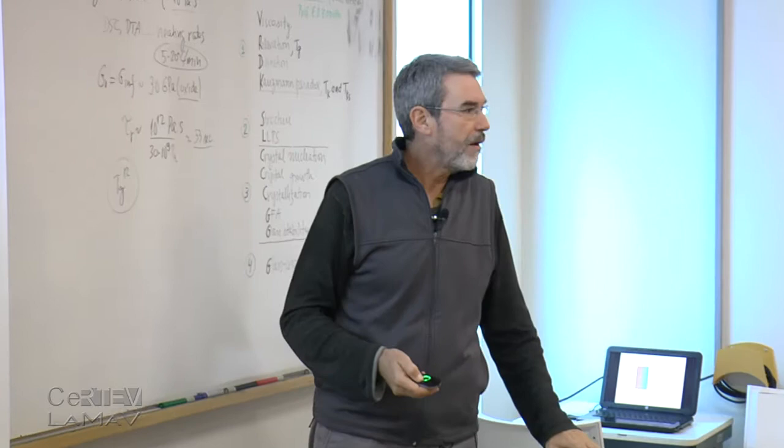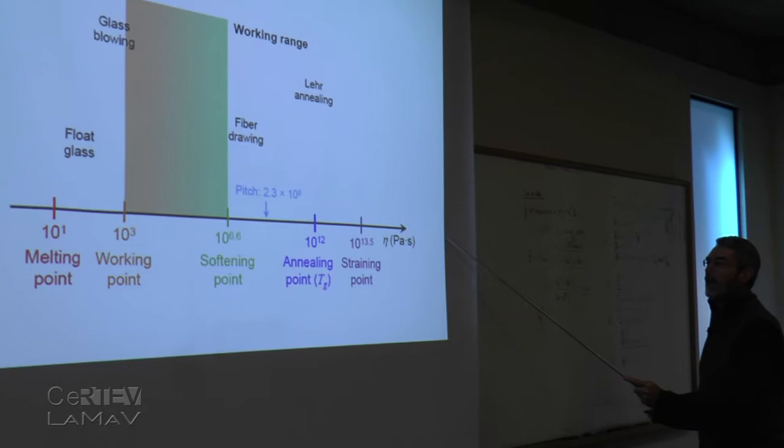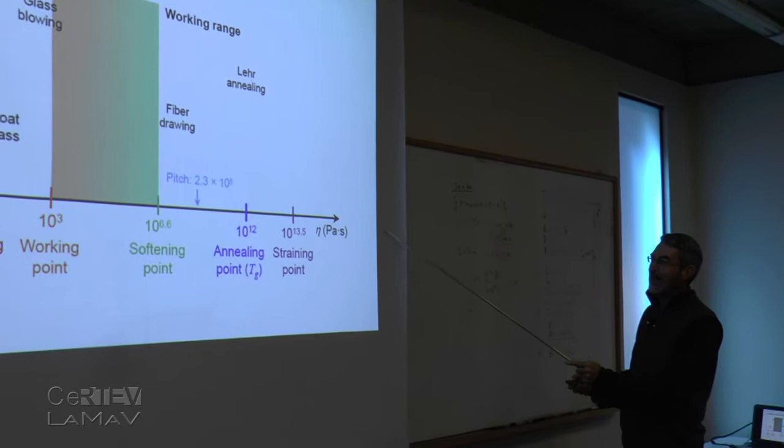So to make a glass, you start here and end up here, where the viscosity is 10 to the power 40 or so, at room temperature. At room temperature here, the viscosity is even much, much, much higher.